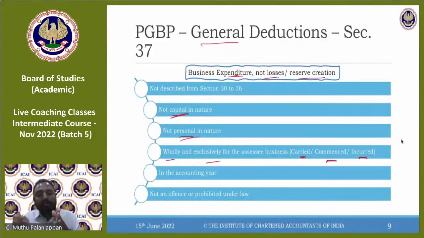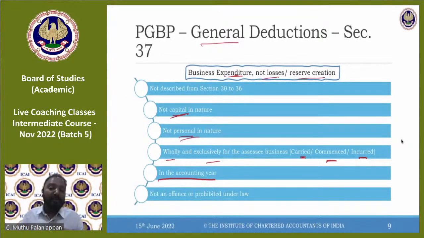So it must be wholly and exclusively for the purpose of the assessee's business. What do you mean by that? The business should be carried on by the assessee, the business should be commenced by the assessee, and the expenditure should be incurred by the assessee. That's what you are calling wholly and exclusively for the assessee's business. And the next one is that the business expenditure we are talking about should be for the accounting year. So it should be incurred in the accounting year. It should have been spent in the previous year 2021-22. It should be for this year.